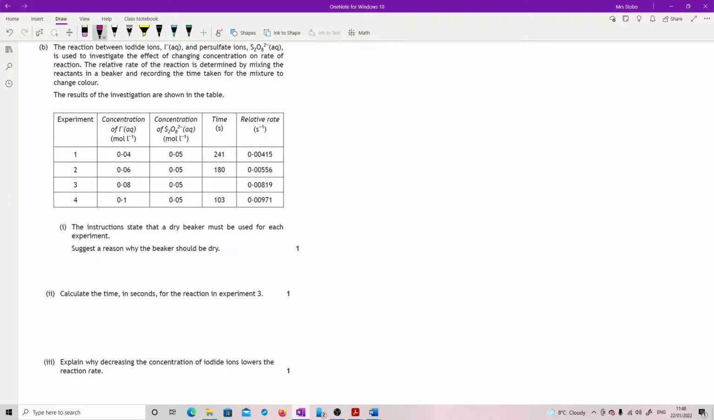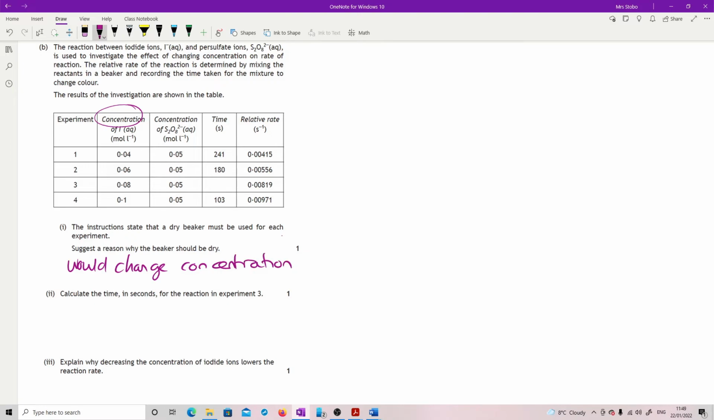The reaction between iodide ions and persulfate ions is used to investigate the effect of changing concentration on rate of reaction. Relative rate of reaction is determined by mixing the reactants in a beaker and recording the time taken for it to change colour. Results of the investigation are shown in a nice, straightforward table. The instructions state that a dry beaker must be used for each experiment; suggest a reason why. Well, we're looking at concentration. If we had water in the beaker, then whatever you put in is going to change the concentration. So it would change the concentration.